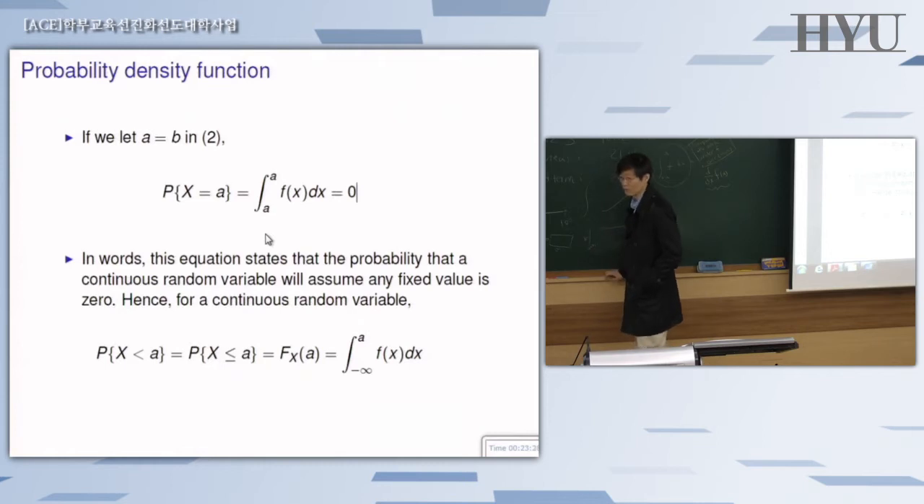So the key point is that for any valid PDF of any continuous random variable, say f, if you integrate it between a and the same a, that's always 0 by the fundamental theorem of calculus. In other words, the probability that x takes on a specific number a is always 0, which means it never happens. Okay?